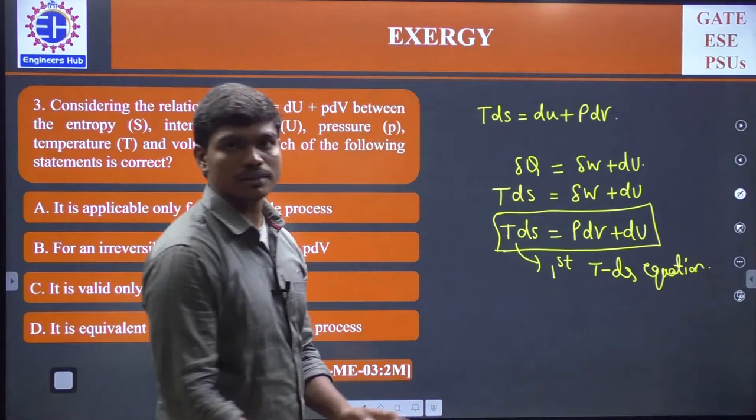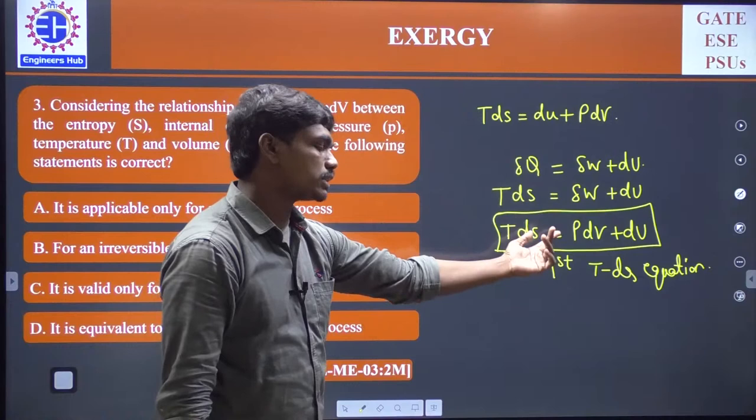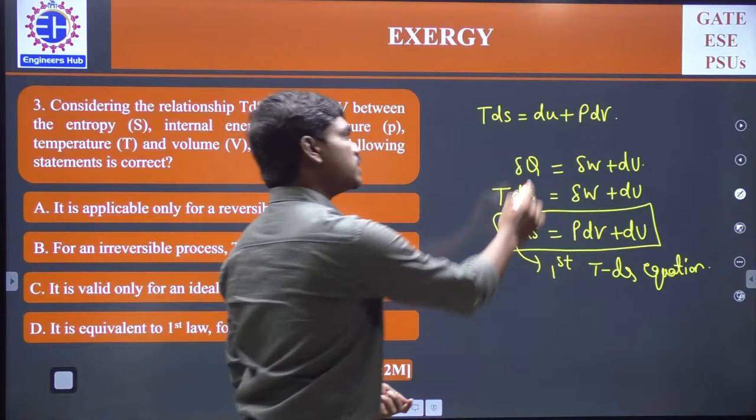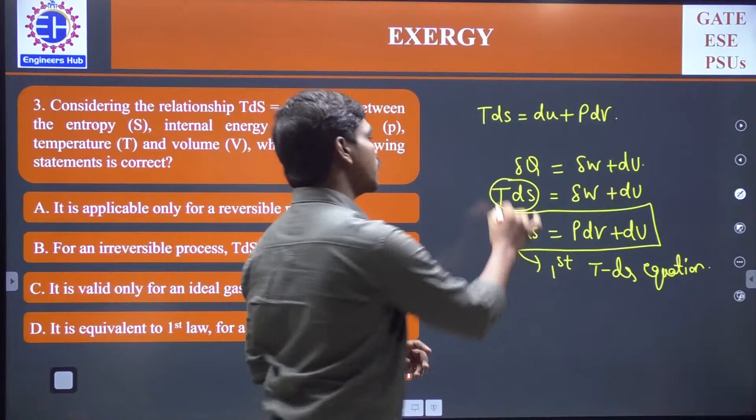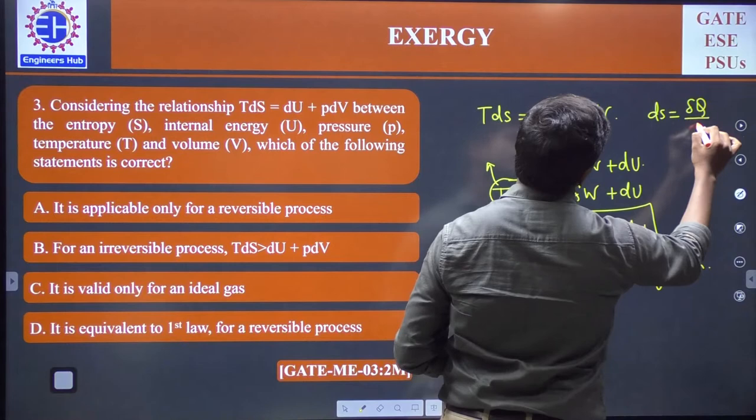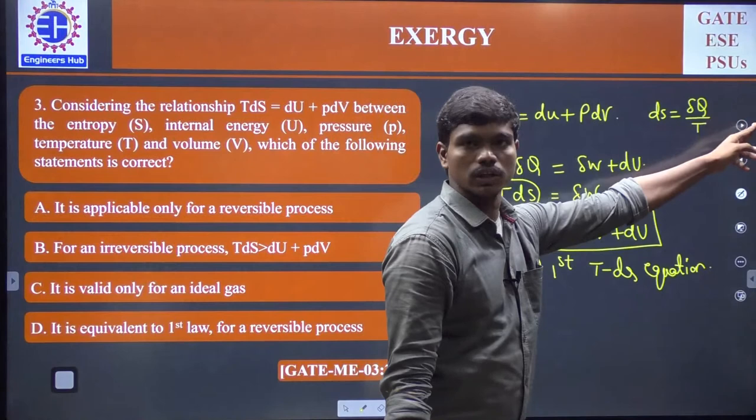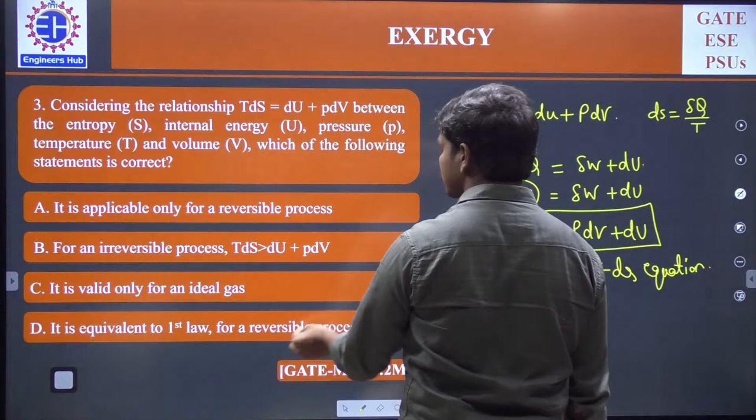Did you all remember this? This is how we attained this equation in the entropy chapter. The first TdS equation: TdS is equal to dU plus PdV. The only thing that we assumed here, to write this del Q as TdS, is that the process should be reversible. That's it. Because dS is equal to del Q by T only for a reversible process. If it's not reversible, we have plus S generation also. Correct? So we see this is equivalent to the first law for a reversible process.